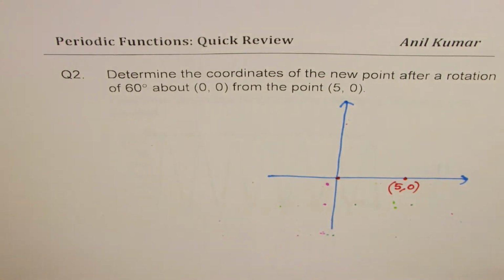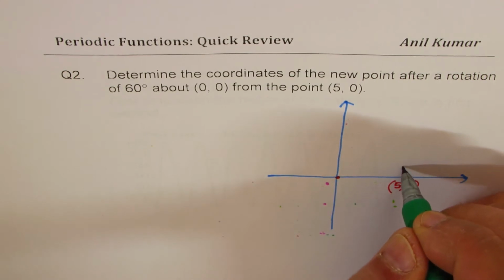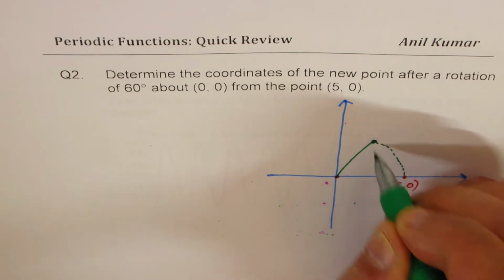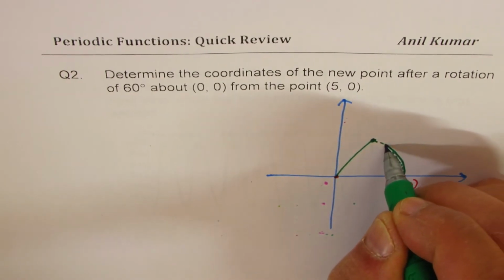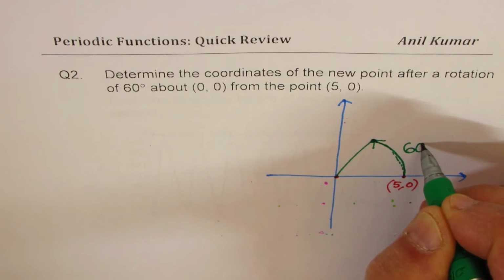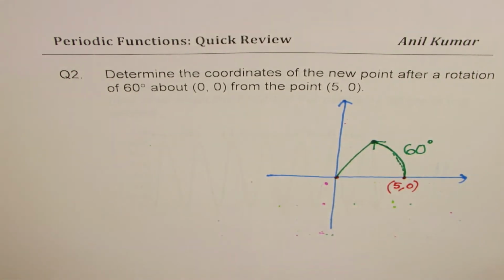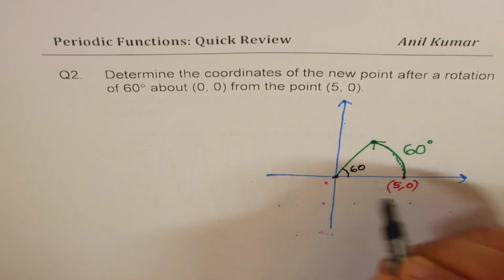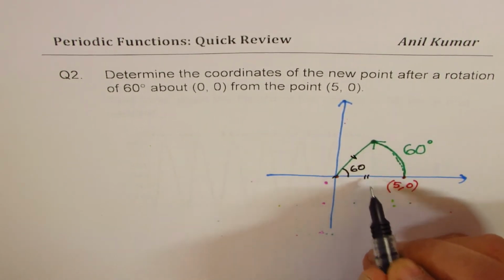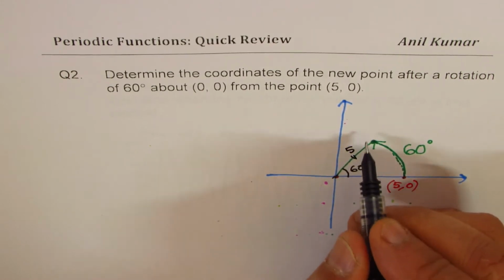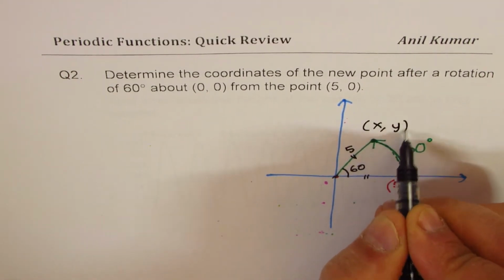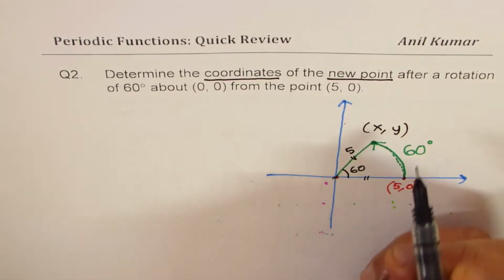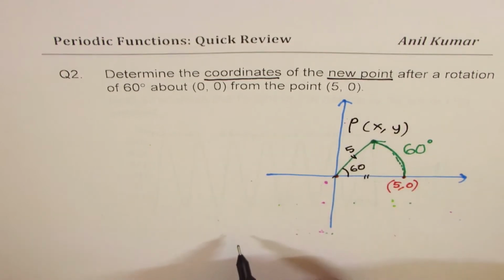Now if I rotate this point by 60 degrees, basically I'm saying kind of like this, right? So we rotate, it comes to this point. So that is my rotation by 60 degrees. Is it okay? 60 degrees rotation. So we have this angle theta as 60 degrees and the radius still remains 5. These two things are equal, right? So this is 5. So we want to know what is the x and y value, the coordinates of the new point. Do you understand? So let's call this new point as a point P.